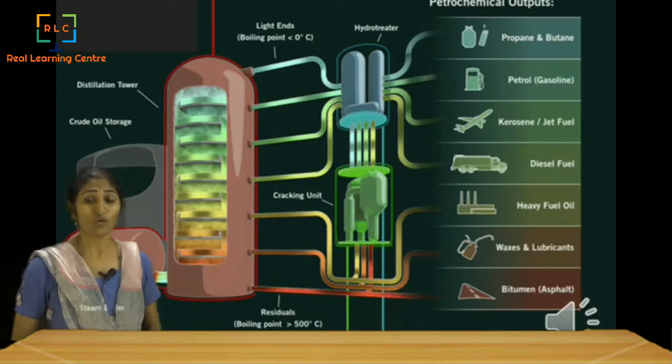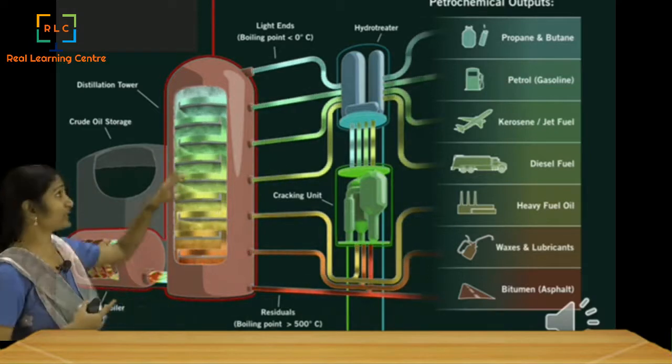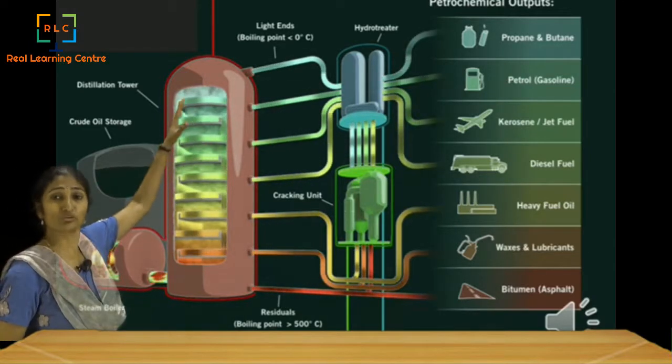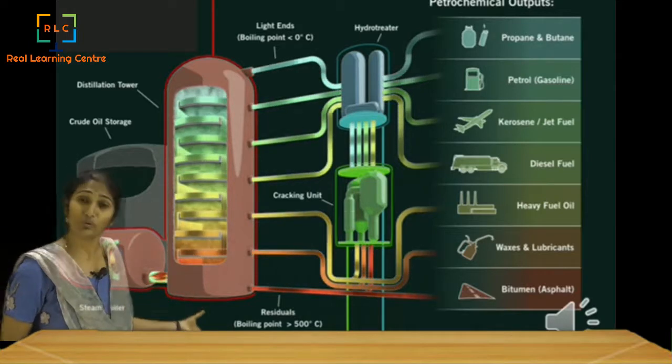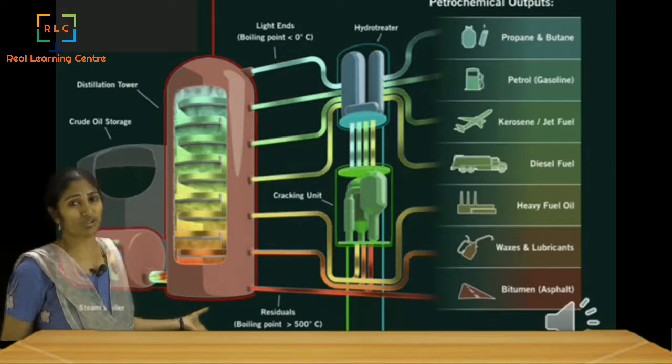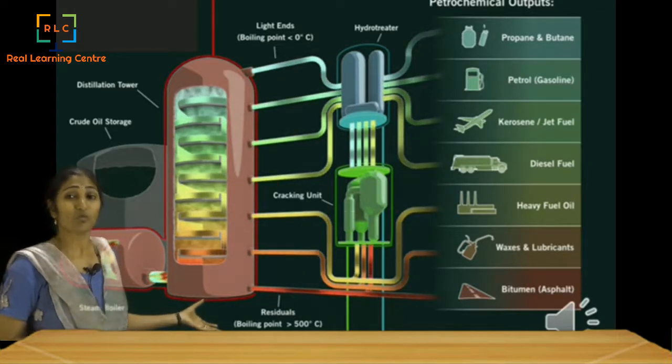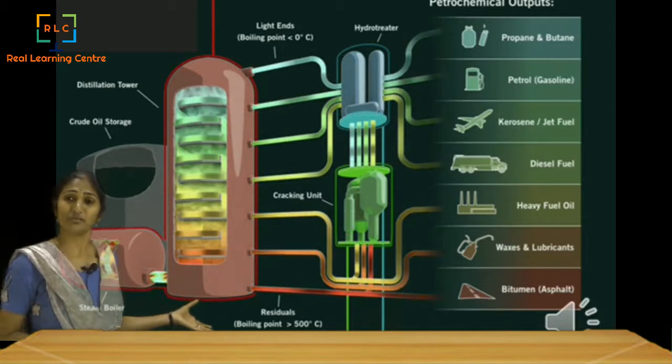You can always think, why don't we do it the other way around? Why can't I keep a higher temperature at the top of the column and a lower temperature at the bottom of the column? Think about why it would not be a very feasible method.